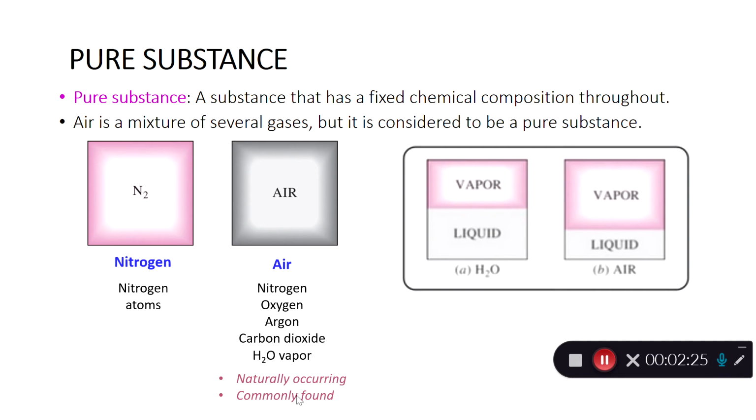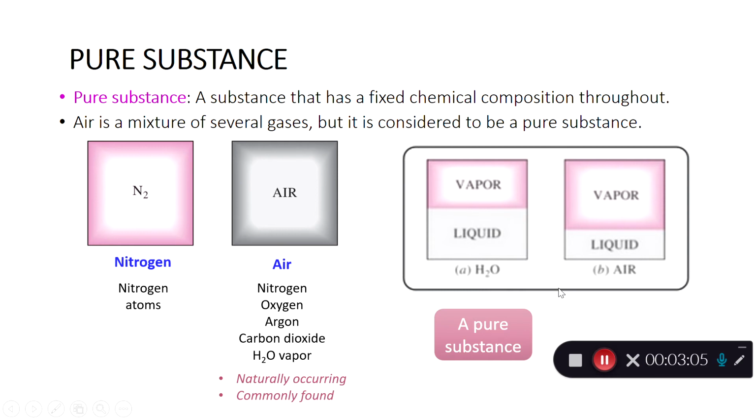Now, let's look at the difference between these two diagrams. On your left, you have H2O. H2O is water, and inside this system, you have water in liquid form, and at the top, you have water in vapor form. This is something like when you boil water, you have the liquid at the bottom and the vapor starts to rise. In this example, this is a pure substance, because even though it exists in two different states, vapor and liquid, it is still pure H2O.